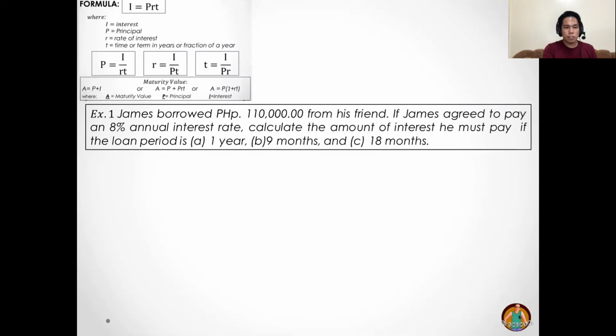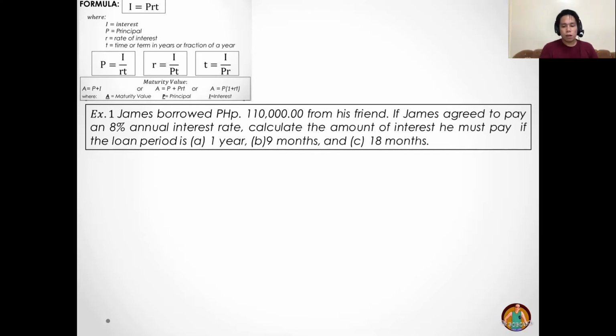Okay? So para mas maintindihan pa, let's have this example. Okay, James borrowed 110,000 from his friend. If James agreed to pay an 8% annual interest rate, calculate the amount of interest he must pay if the loan period is A, 1 year, B, 9 months, and C, 18 months. So, pag B yung sagot mo, mali. De, joke lang. Okay, so A, B, and C are periods.